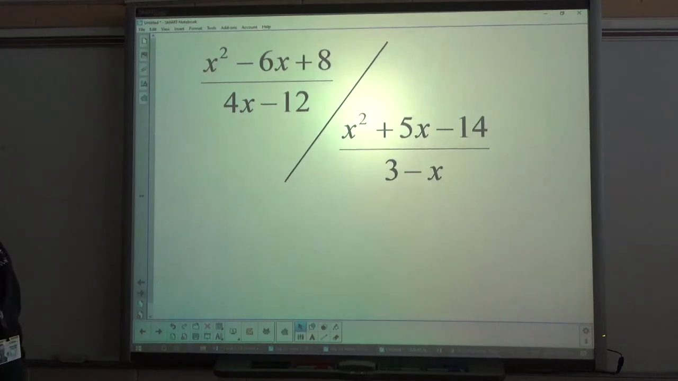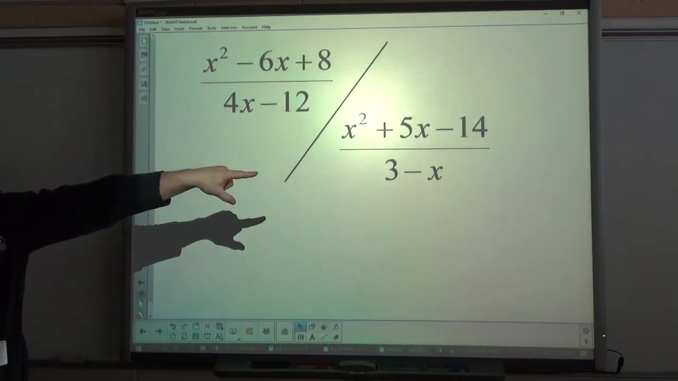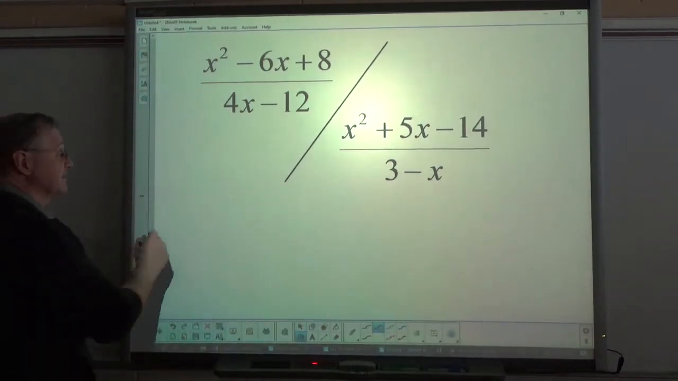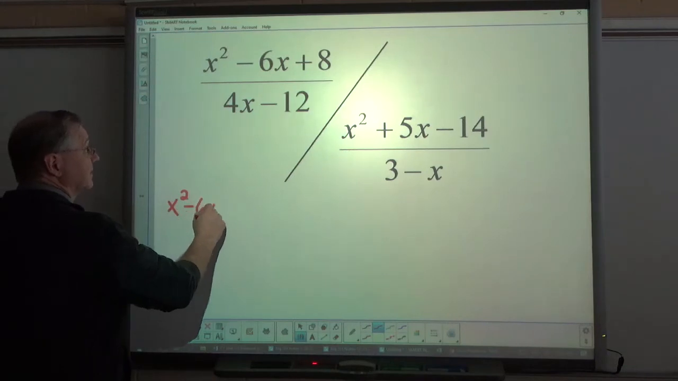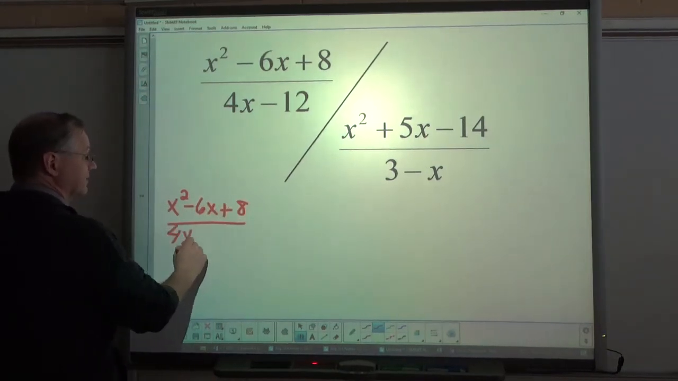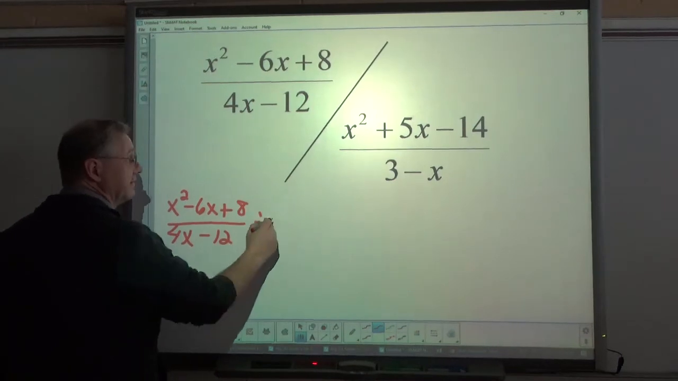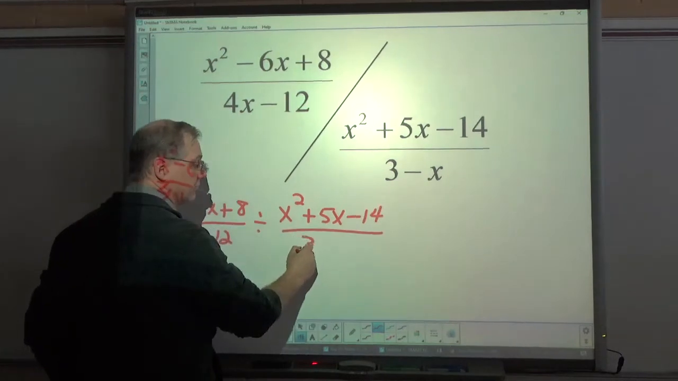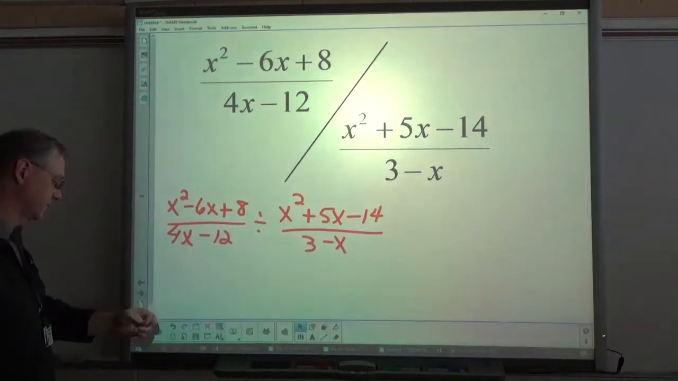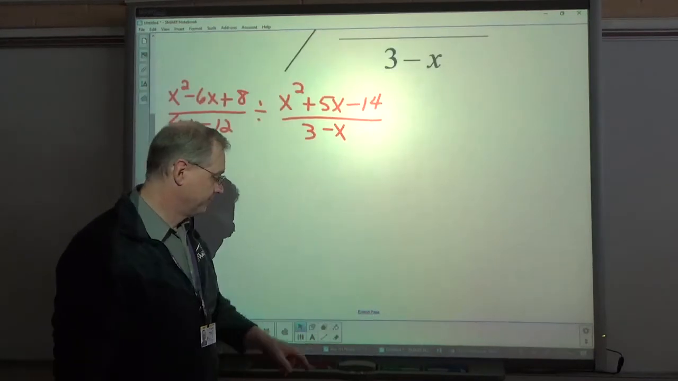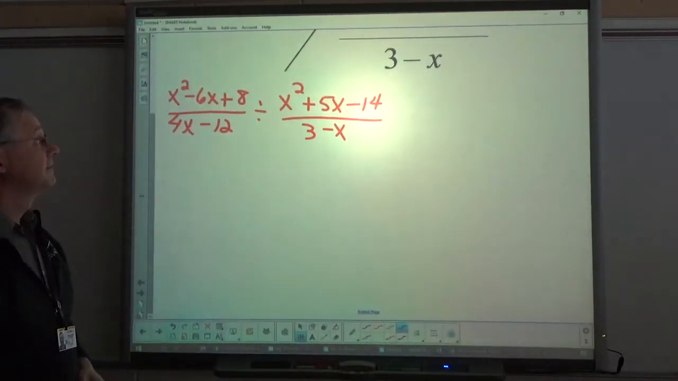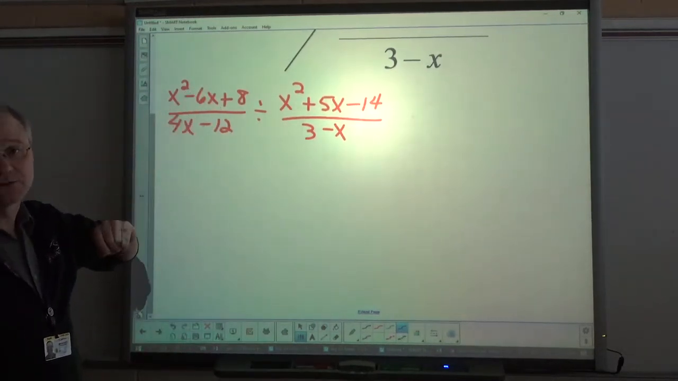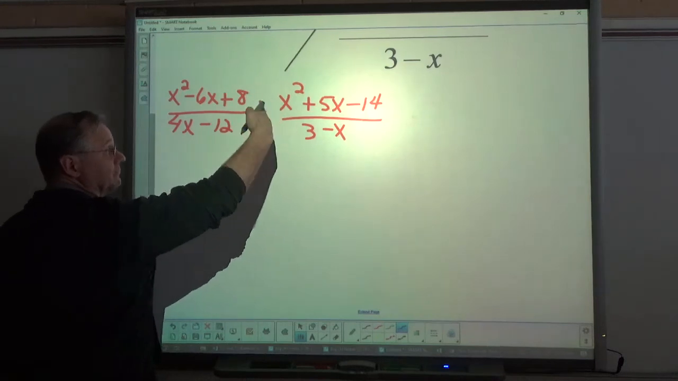All right, last problem. Top divided by bottom. Sometimes it's going to be written this way, and that's the same as x squared minus 6x plus 8 over 4x minus 12 divided by x squared plus 5x minus 14 over 3 minus x. Well, much easier this way, but it could be done the other way, but that's sometimes how it's written. In this one, multiply, reciprocal.